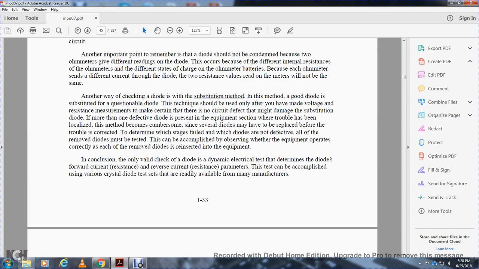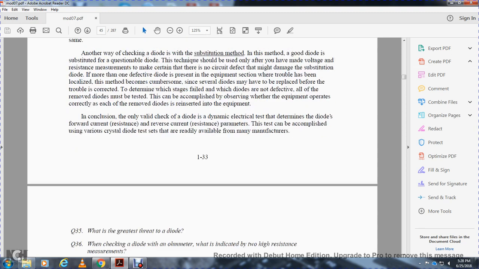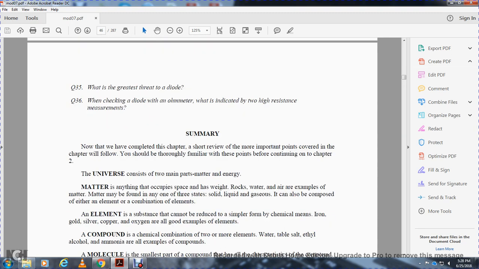In conclusion, the only valid check of a diode is dynamic electrical testing, which determines the diode's forward current, resistance, and reverse current resistance parameters. This test can be accomplished using various crystal diode testers that are readily available from many manufacturers. And that is the Chapter 1 summary.